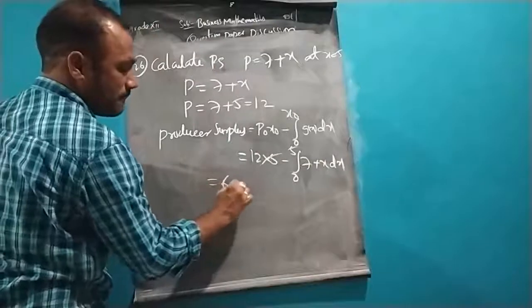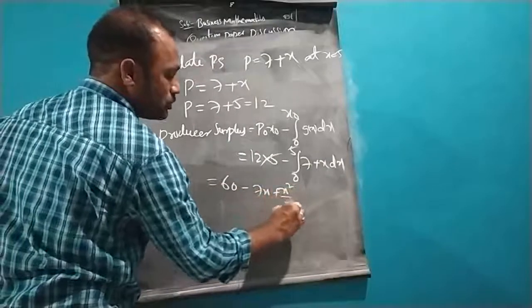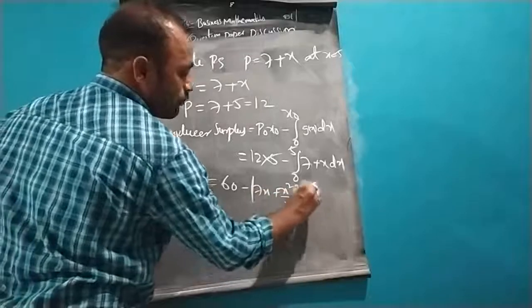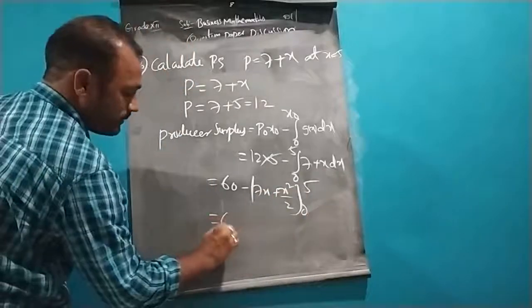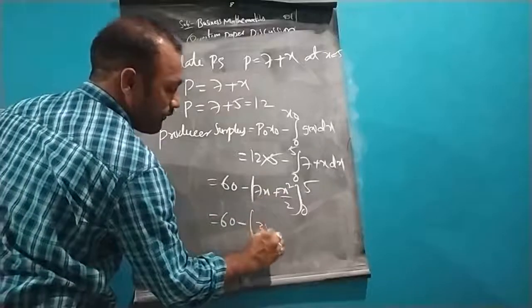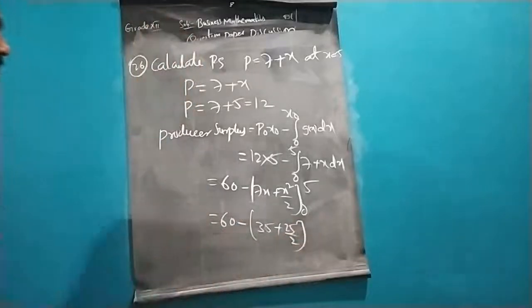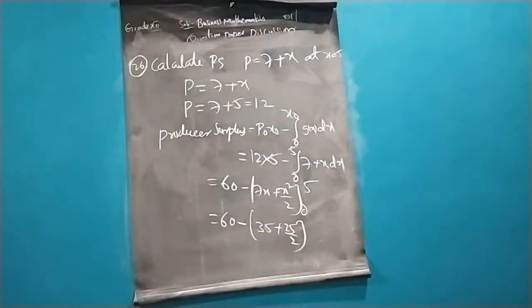So 60 minus [7x plus x square by 2] from 0 to 5. So 60 minus 7 times 5, 35, plus 25 by 2. So if you do the simplification, we will get the answer.